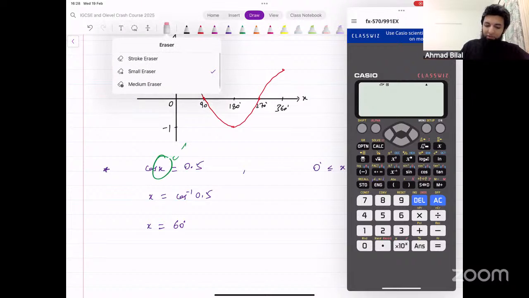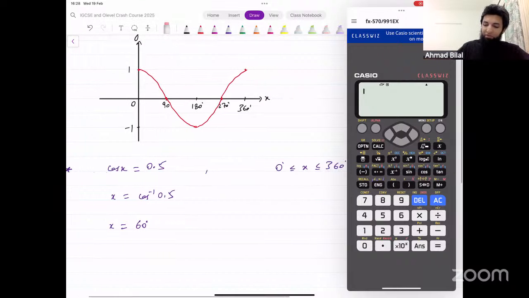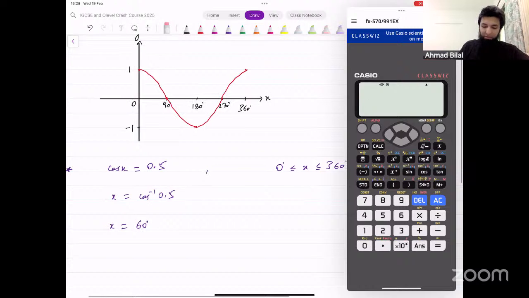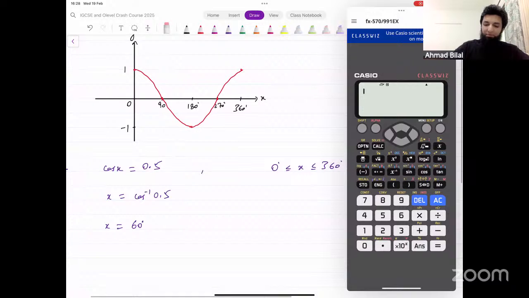In this interval 0 to 360, there will be some other value as well at which cos is equal to 0.5. In this case, that value is going to be 300. Let me show that to you. Cos of 300, that also gives me 0.5, right? So if I were to input x equal to 300 here, that also gives me 0.5.